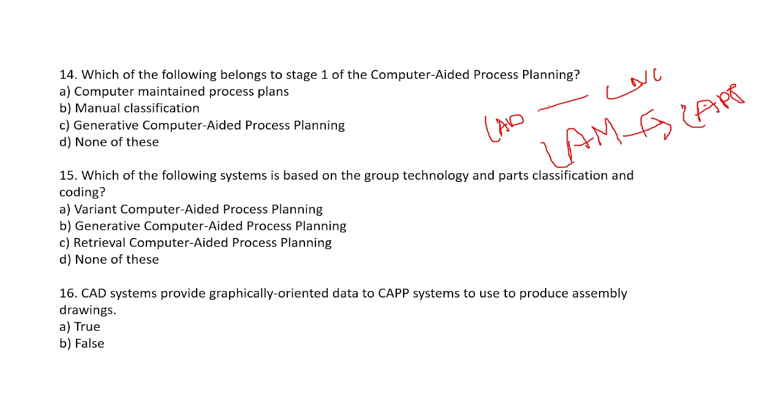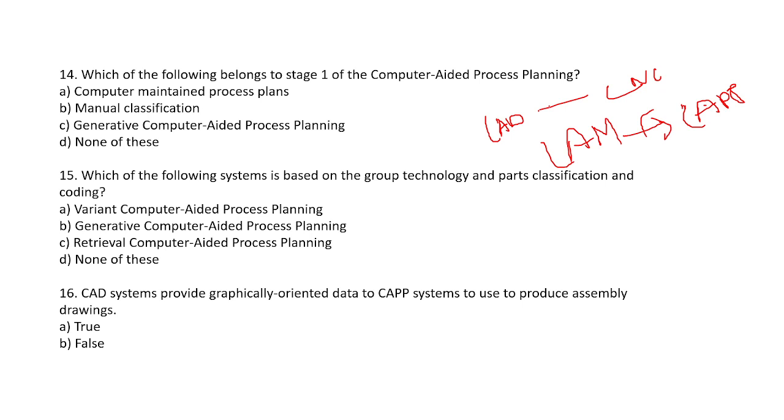process planning, which involves the use of artificial intelligence to produce process plans, fully integrated into a CIM environment, that is a computer integrated manufacturing environment. So those are the 5 stages of computer aided process planning. Which of the following belongs to stage 1 of computer aided process planning?